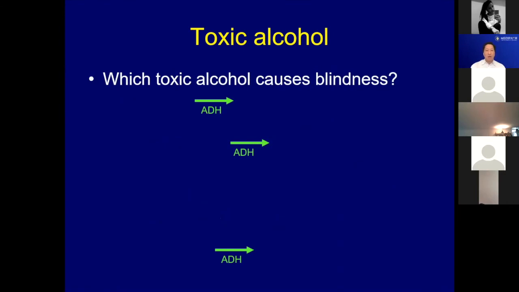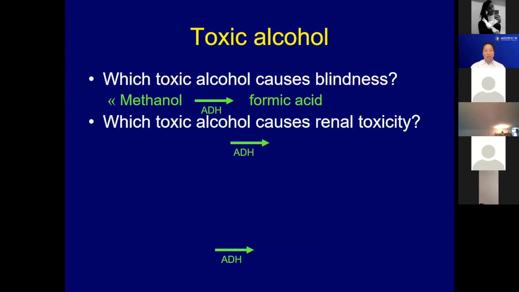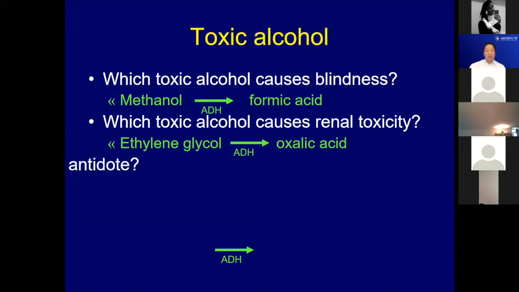Okay, so which alcohol causes blindness? Okay, well, that's fast. So methanol. Methanol is metabolized by alcohol dehydrogenase to formic acid. Formic acid is a poison. It causes retinal toxicity. That's what causes blindness. Okay, next slide. Which one causes renal toxicity? Anybody have an idea? So it's ethylene glycol. Ethylene glycol is metabolized by alcohol dehydrogenase. It forms oxalic acid. Oxalic acid crystals basically obstruct the renal tubules, causes renal toxicity and renal failure.